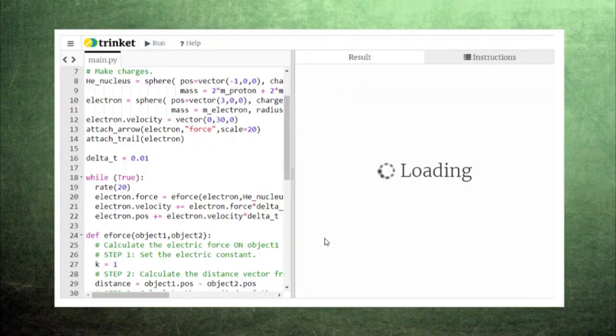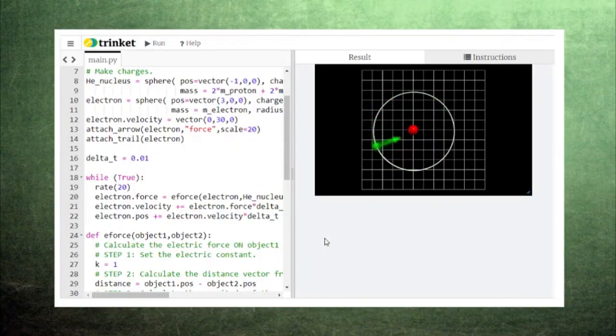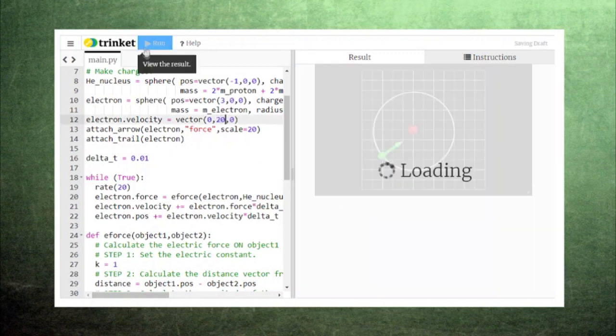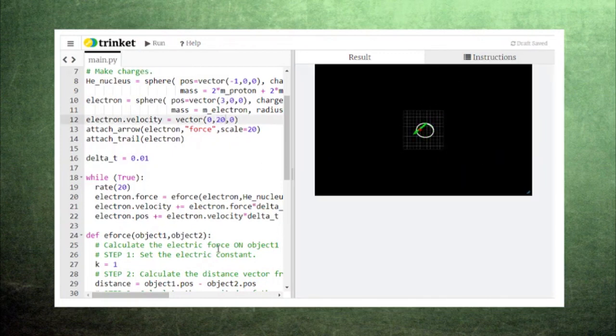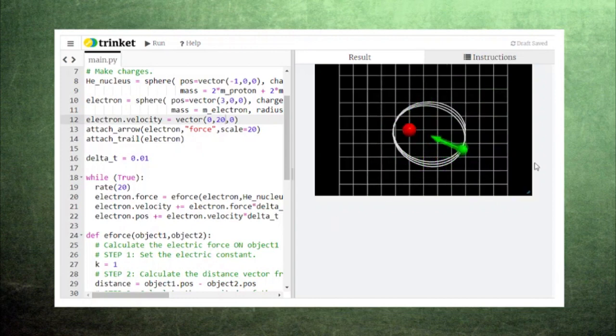The resulting animation shows that the attractive force from the helium nucleus to the electron causes the electron to orbit around the nucleus. If we change the initial velocity of the electron, the shape of the orbit changes, but the force is always attractive.